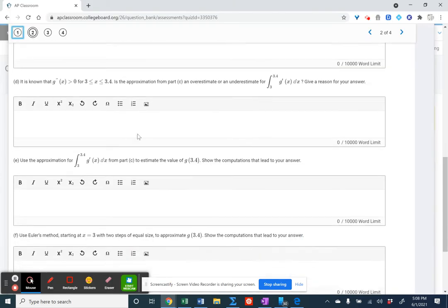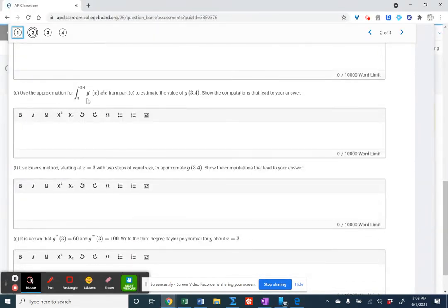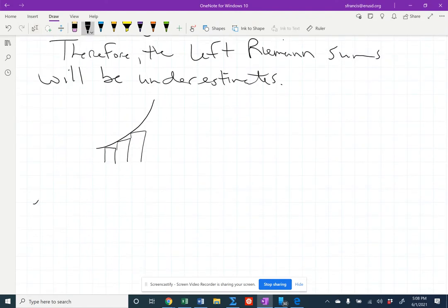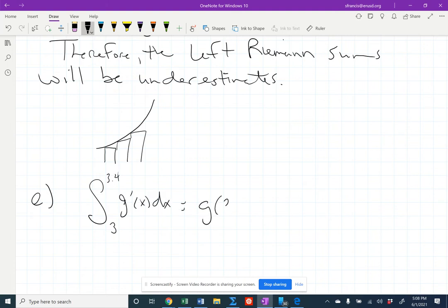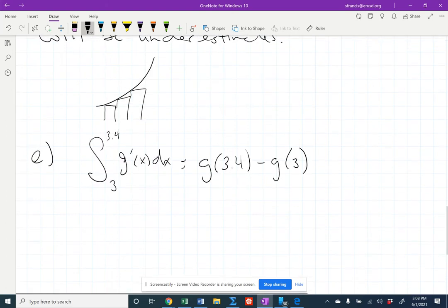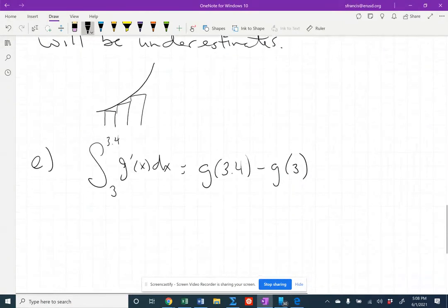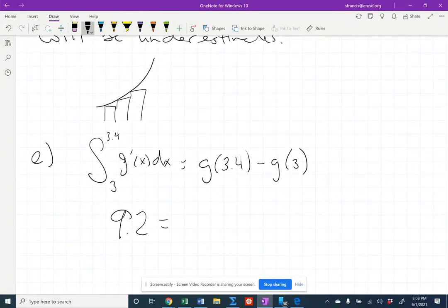Letter E. Use the approximation for that integral from part C to estimate the value of G of 3.4 and show the computations. This is a fundamental theorem question. So the definite integral from 3 to 3.4 of G prime of x dx, if we use the fundamental theorem, will be G of 3.4 minus G of 3. Our approximation way back up here was 9.2, so that goes in over on this side.